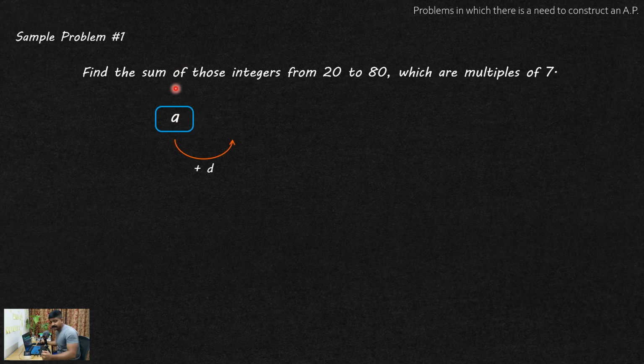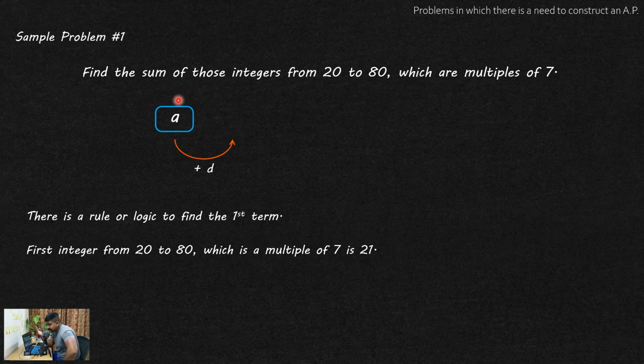So here I have a box in which I have written A and then an arrow which shows the common difference being added to the first term. Now in such problems, there is a rule or logic to find the first term. The first integer from 20 to 80 which is a multiple of 7 is 21. So we'll update our list and put the first term equal to 21.